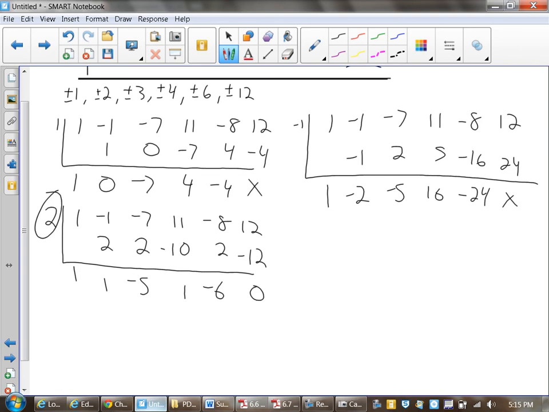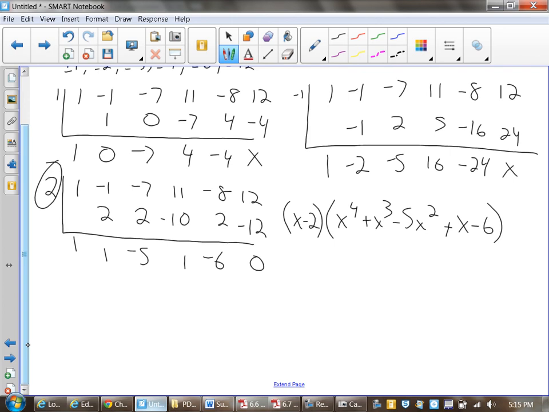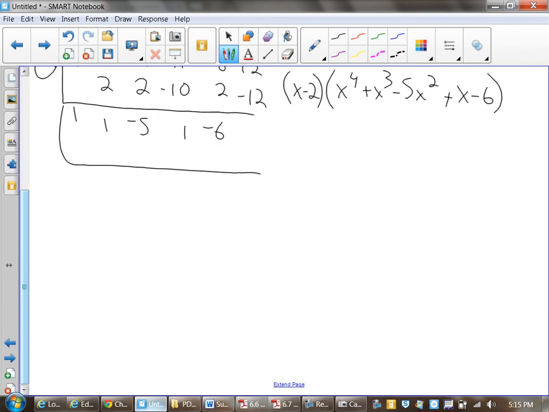I circle it. Now I know that my term is x minus 2, and it's times, we started with the 5th degree, now we have 4th degree: x to the 4th plus x to the 3rd minus 5x squared plus x minus 6. Now, in this instance, I can't group it, I can't do anything else, so I'm just trying to figure out where else I can go from here. I continue on with my synthetic division.